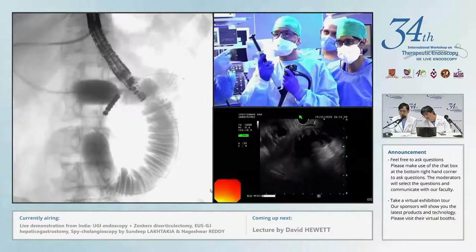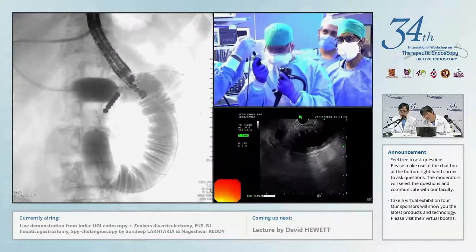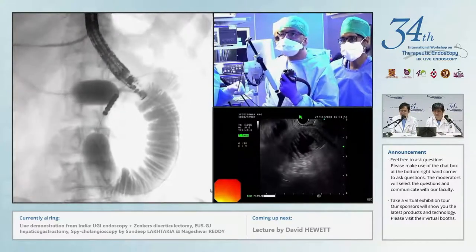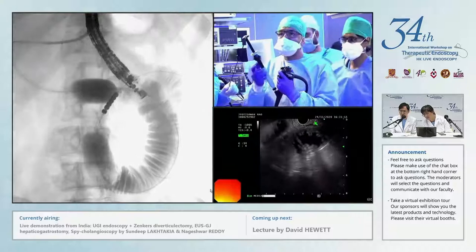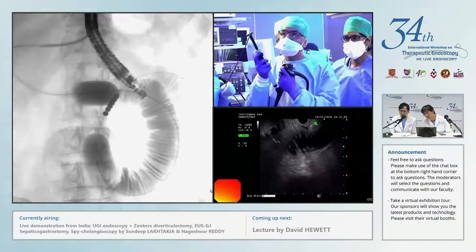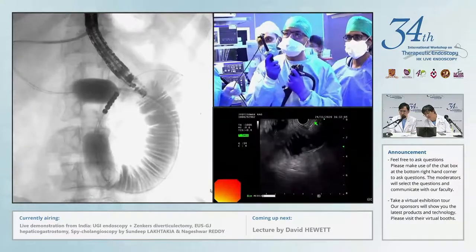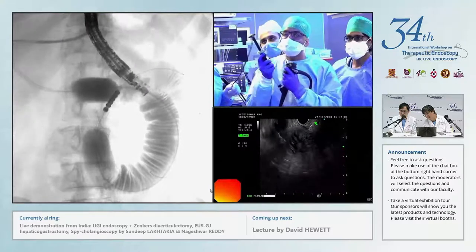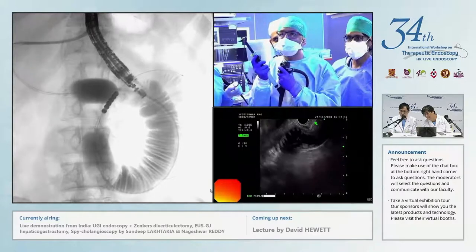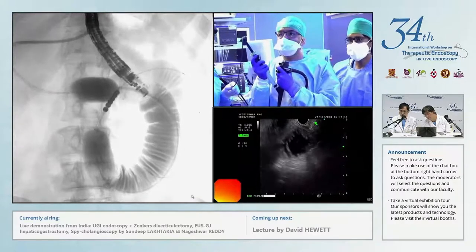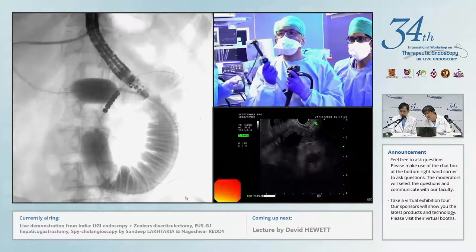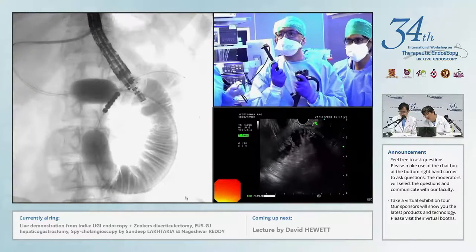Ready? Now we are ready with the Hot Axios. Raymond, can you see the tip of the stent? Yes, that's the tip of the stent. There's a little bit of peristalsis happening. The settings we used are auto cut, 100 watts and effect 4. It's a pure cut. So Dr. Sandeep is trying to puncture the jejunal loop.